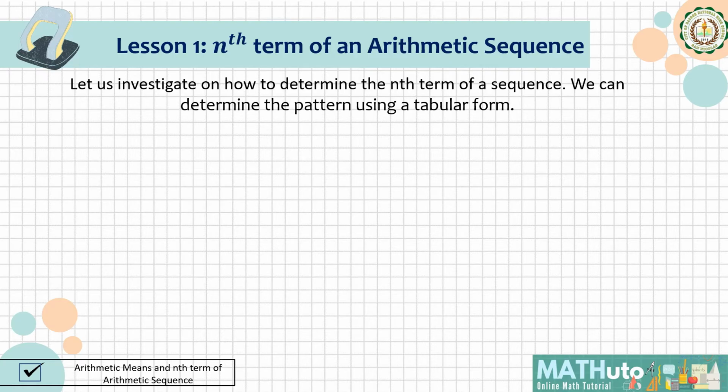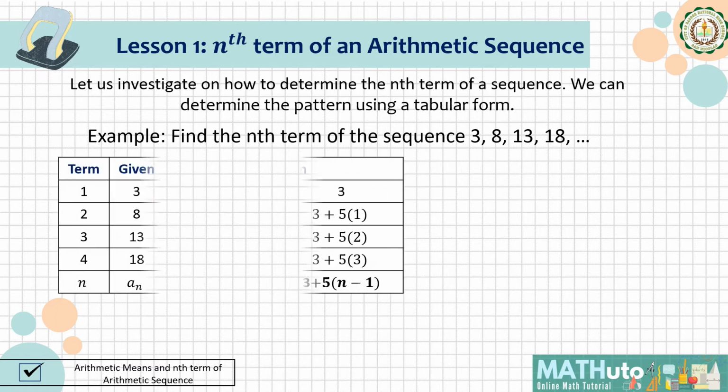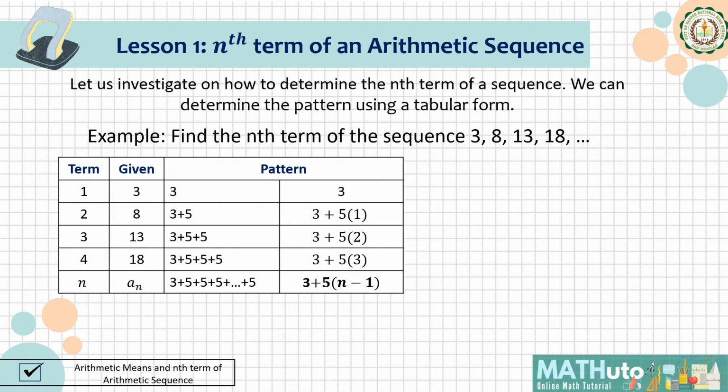We can determine the pattern using a tabular form. Example, find the nth term of the sequence 3, 8, 13, 18. Investigate the pattern below. The first term is 3. The pattern is just 3. The second term is 8. And 8 is obtained by adding 5 to 3. That is 3 plus 5, and can be written as 3 plus 5 times 1.